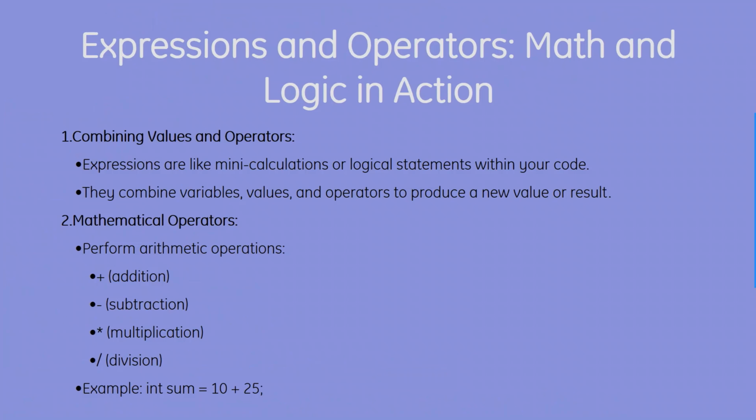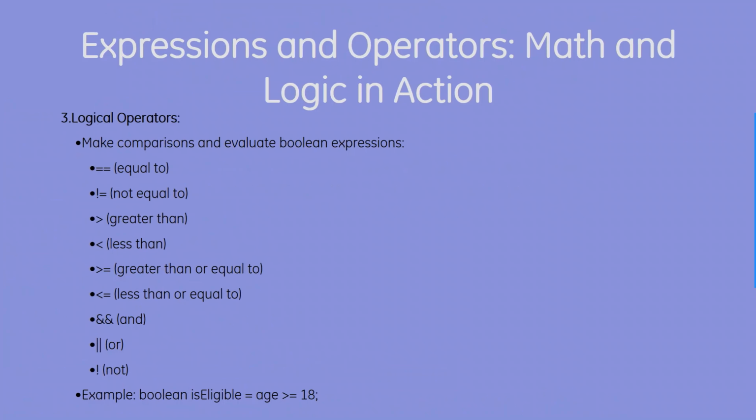Coming on to the next topic, we have expressions and operations, which is math and logic in action. Firstly, we combine values and operators. Expressions are like mini calculators or logical statements within your code. They combine variables, values, and operations to produce a new value or result. Mathematical operations perform arithmetic operations like, as I told you before, addition, subtraction, multiplication, and division. That's an example, you can go through it.